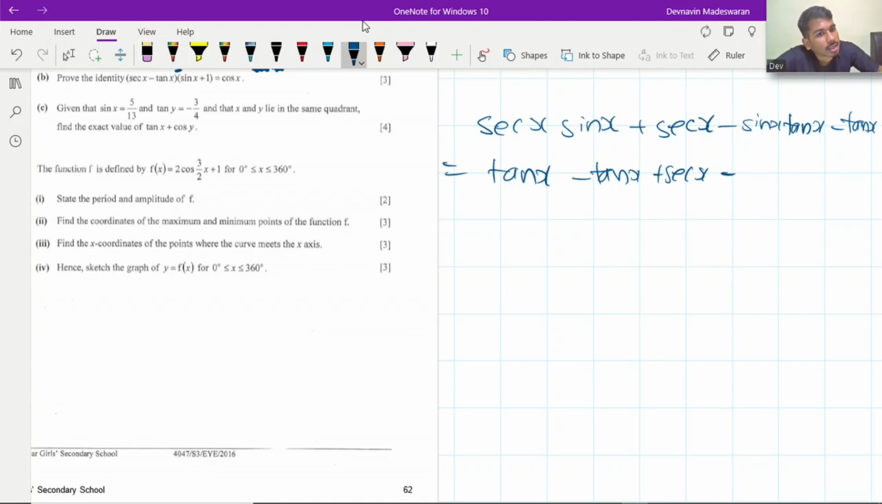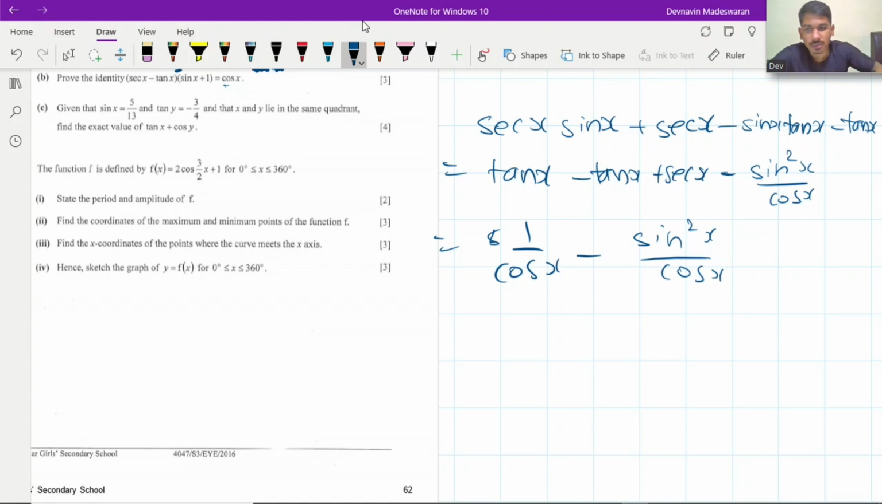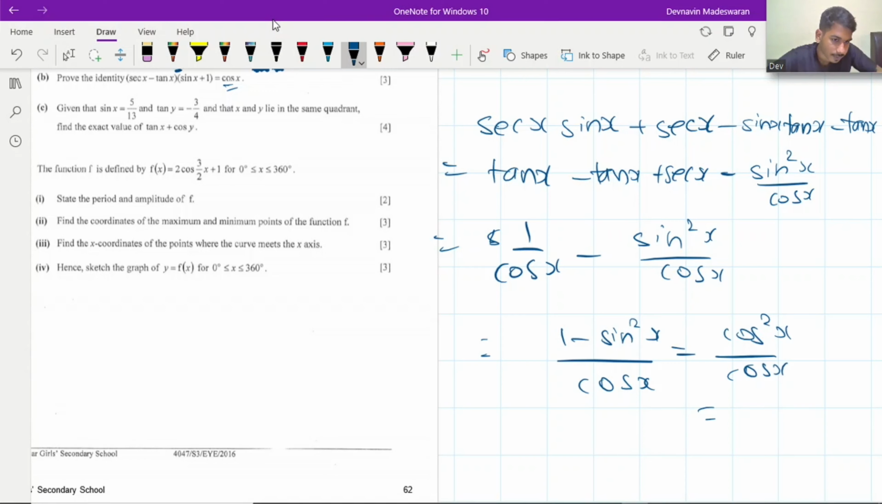minus sine square x over cos x. Yeah, so this is gone. You're going to have 1 over cos x minus sine square x over cos x. Since it's like a single number, I need to combine it to a single fraction. This is going to be 1 minus sine square x over cos x. And what is that? That's actually cos square, right? Cos square x over cos x, and that's going to be cos x. Done. Okay, let me again clean it up.